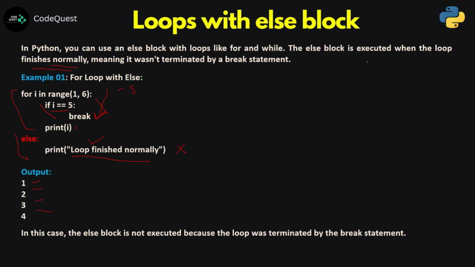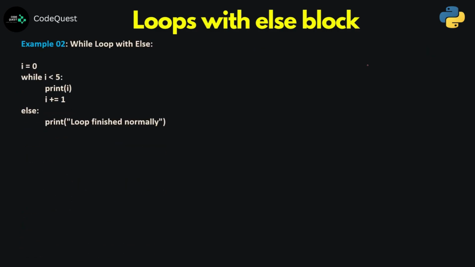Now let's see one more example here. Say we have taken i equal to 0. While i less than 5, print i. You can see in this entire loop body there is no break, so it will continue as usual, printing 0, 1, 2, 3, 4, and this loop is going to terminate after printing those values.